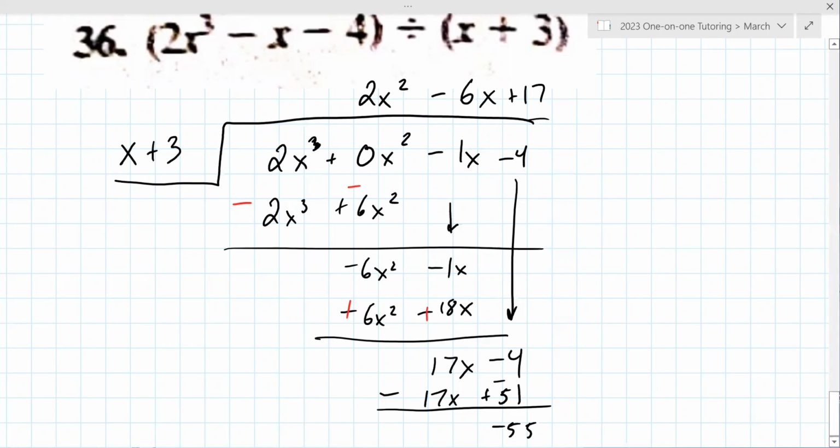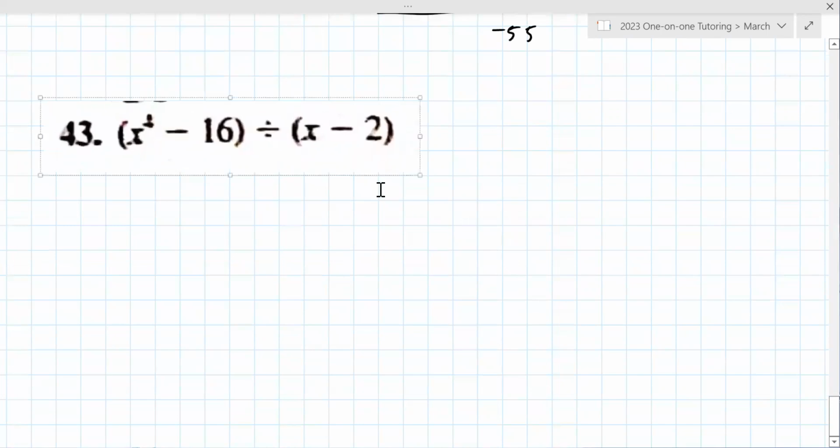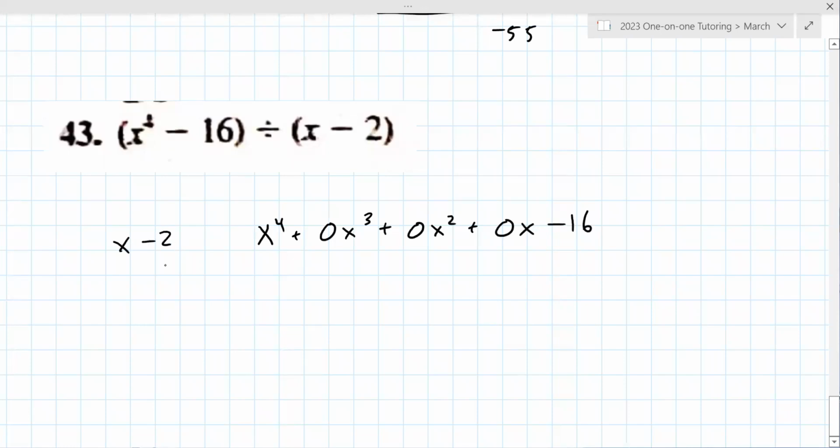Which one? 43? Yeah, let me show you that here. So this is really x to the fourth plus 0x cubed plus 0x squared plus 0x minus 16. Oh yeah, we did something similar in class. Yeah. You got to get them all. Yeah, that was weird.